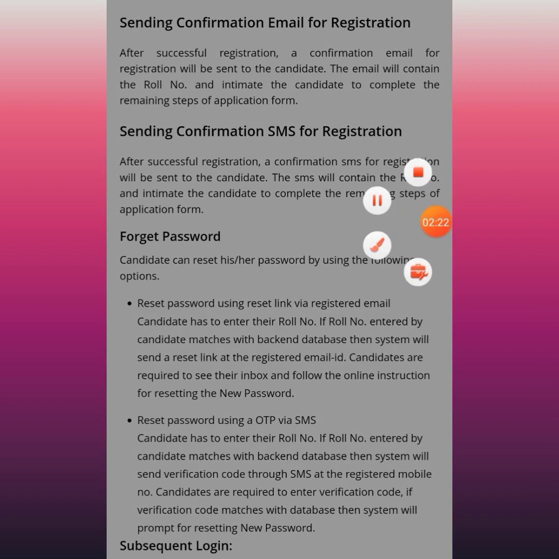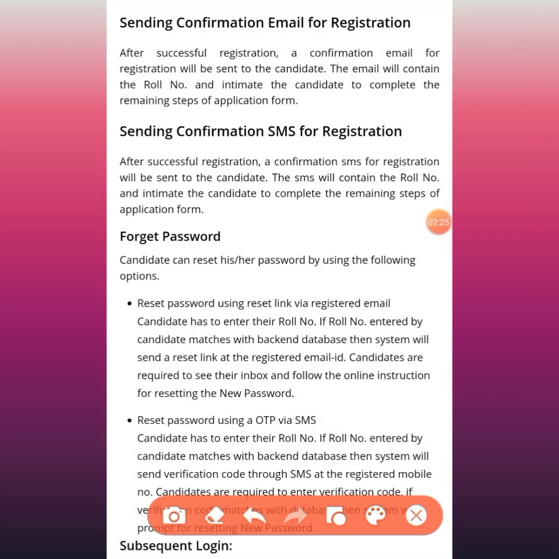Now see, review the registration form. It means after completing registration, you have to verify all your details, whether they are correct or something is mismatched, before final submission. Then one confirmation email will come. After successful registration, a confirmation email for registration will be sent to the candidate. So you have to verify that you have filled everything correctly.